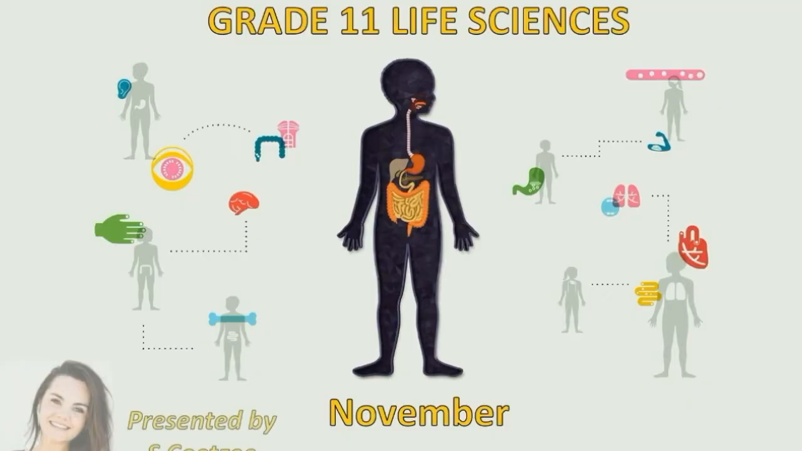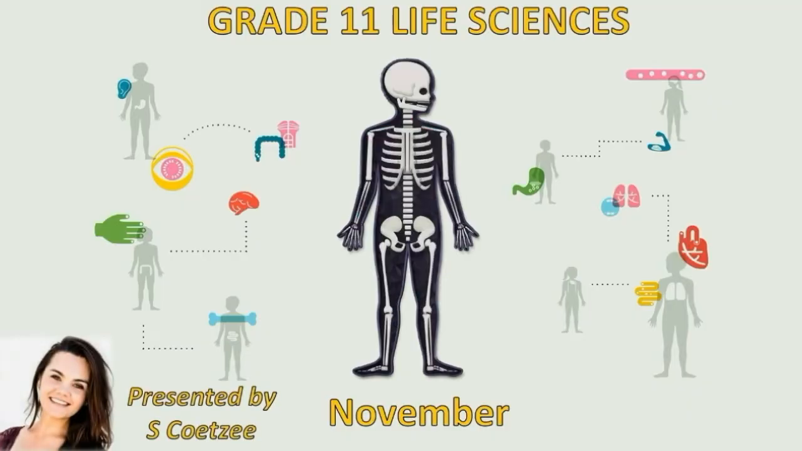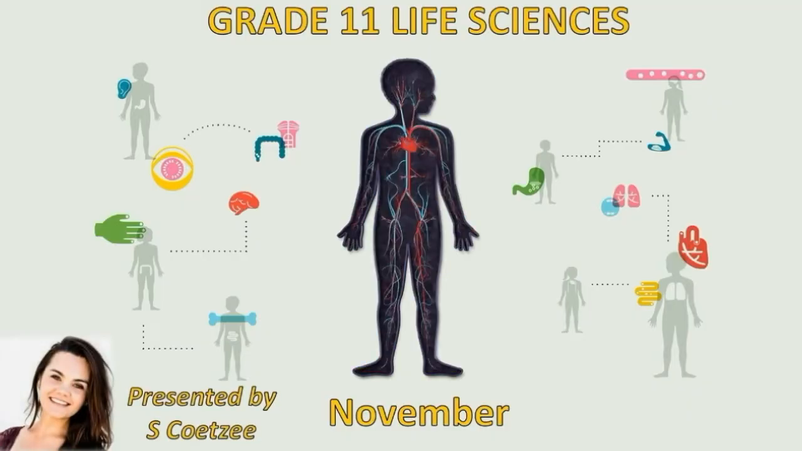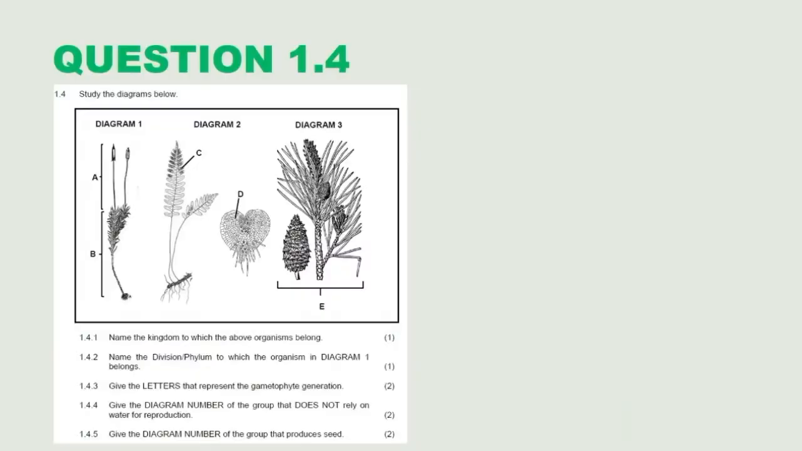I am Ms. Kutsia, and today we will look at grade 11 life science papers from November 2021. So let's look at question 1.4. Question 1 forms part of section A, which is a total of 50 marks out of the 150. Here you will notice that they have given you 4 different organisms. You will see that they all belong to the plant kingdom, and then we have our different plant groups as well.